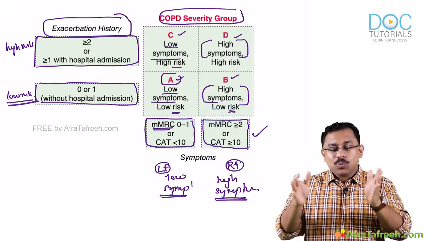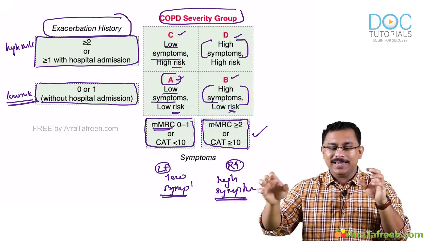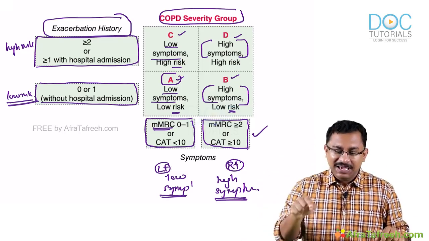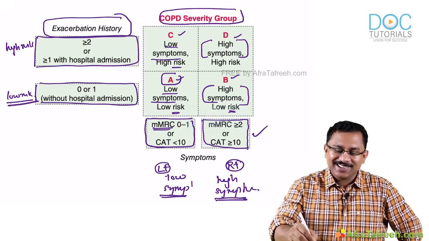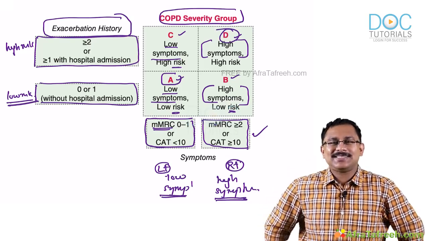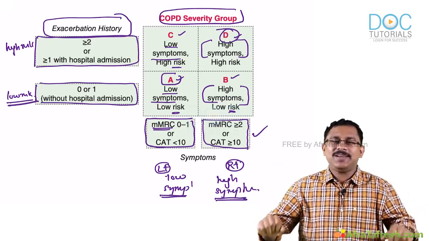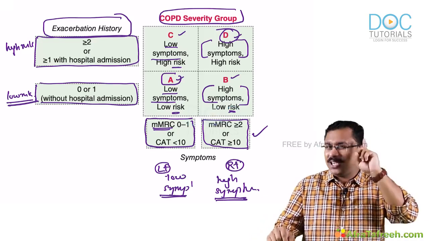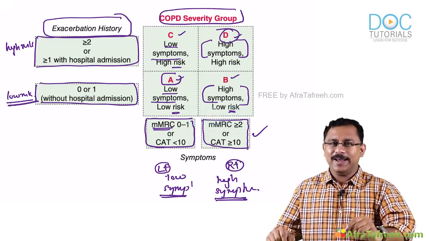Okay. So once you have understood that there is such a grouping, you have got A, B, C and D. You see there is a D here. Okay, the D, the high symptoms, high risk, he is very dangerous. He has got high symptoms and a high risk also. Keep this in mind. Okay, he is the one for whom we need aggressive therapy.